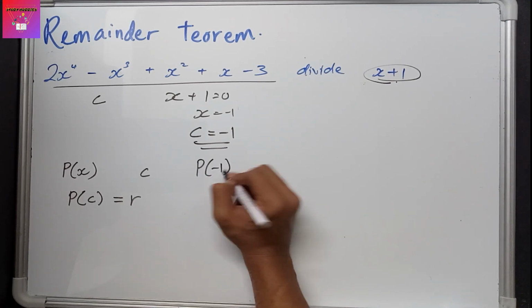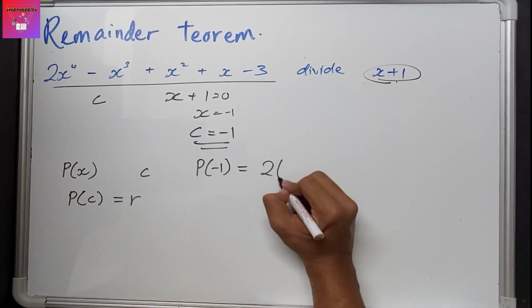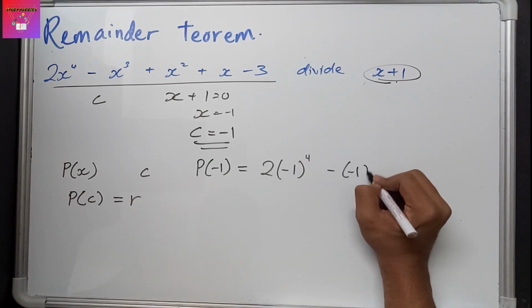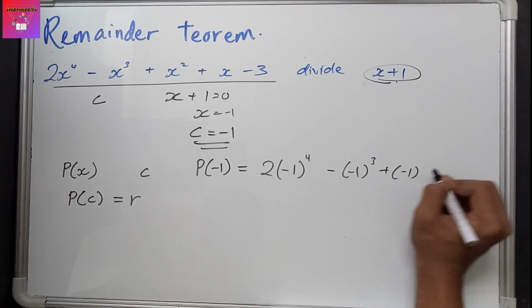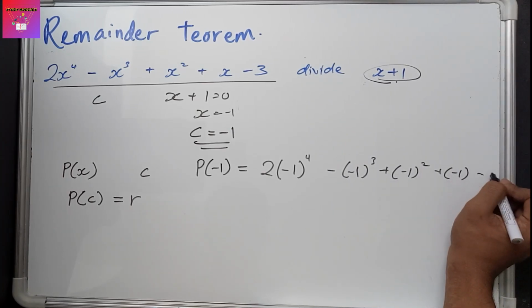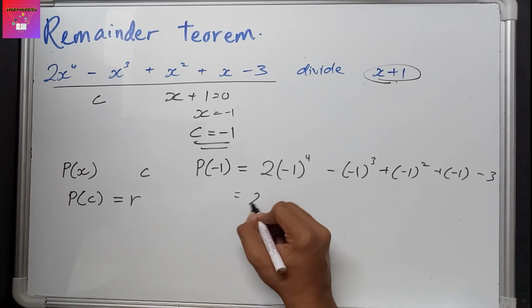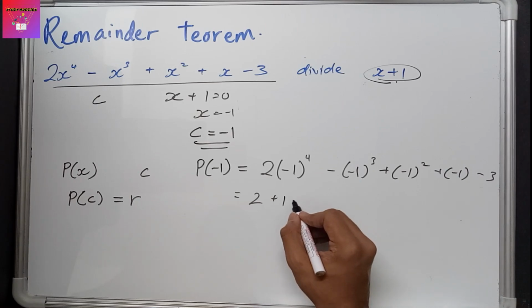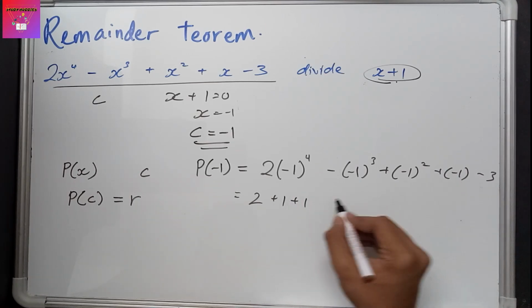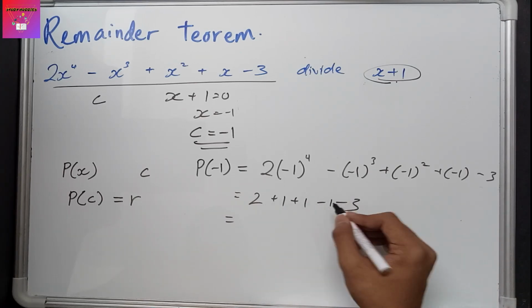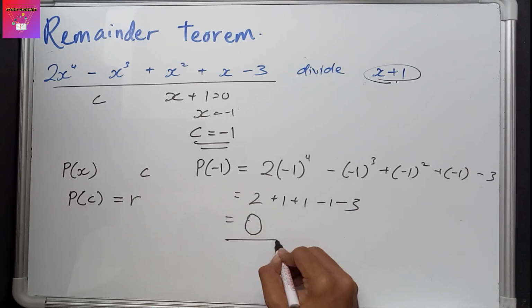Okay, so P(negative 1) equals 2 times negative 1 to the power 4, minus negative 1 cubed, plus negative 1 squared, plus negative 1, minus 3. Okay, so let's begin to solve this. This one we're going to get 2, this one plus 1, minus 1, minus 3. So 2 plus 1 is 3, 3 plus 1 is 4, 4 minus 1 is 3, 3 minus 3 is 0. So this is generally the easiest type of question involving the remainder theorem.